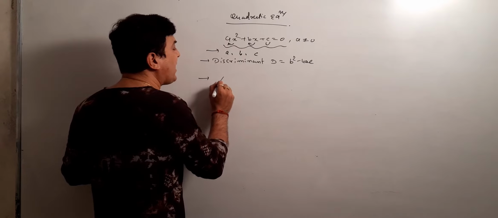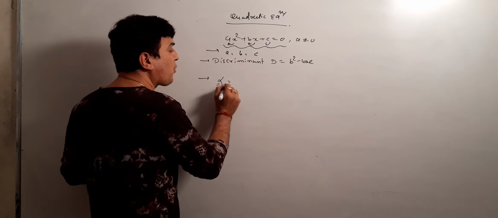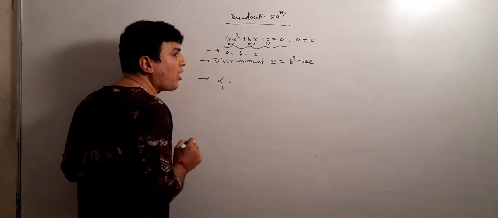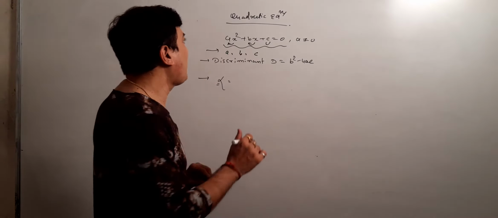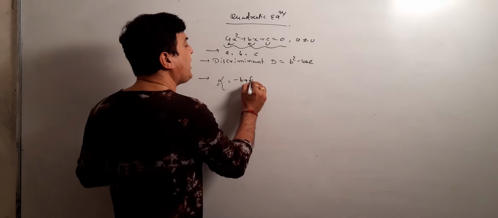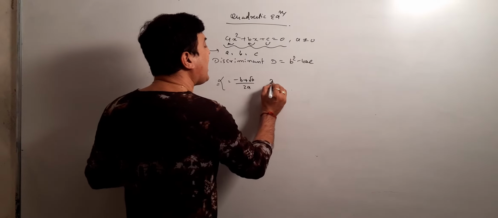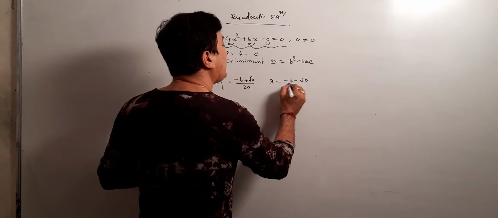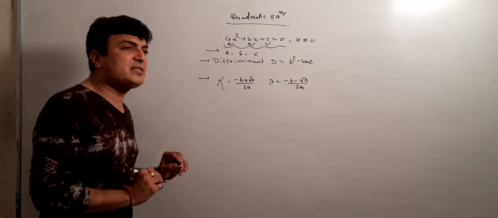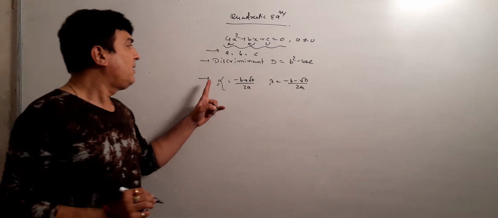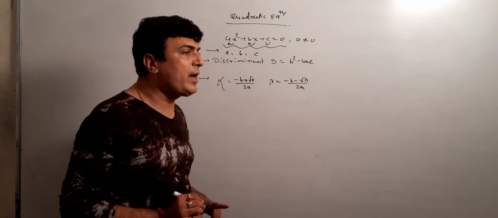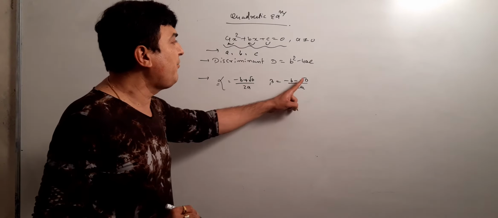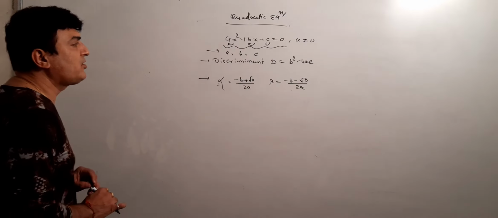Now we have to find alpha. These are the real roots of the quadratic equation. So minus b plus root d upon 2a, this is the basic formula, and this is minus b minus root d upon 2a, this is another basic formula. Putting the values of b, d and a, you get the answer.